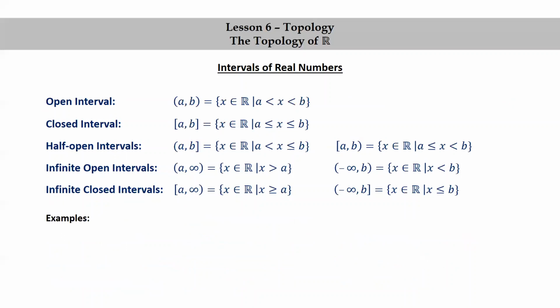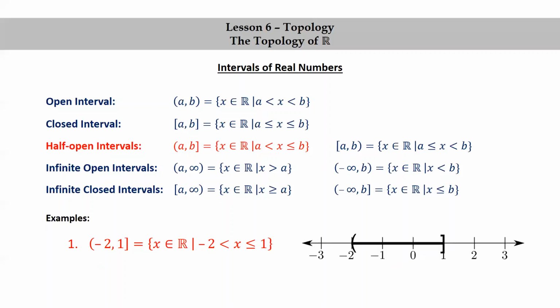Let's look at a couple of specific examples. As an example of a half-open interval, we have the half-open interval from -2 to 1, which is the set of x in R such that x is between -2 and 1, not including -2 and including 1. We could look at this graphically on the real line by using an open parenthesis at -2 and a closed bracket at 1 and shading in between those two real numbers.